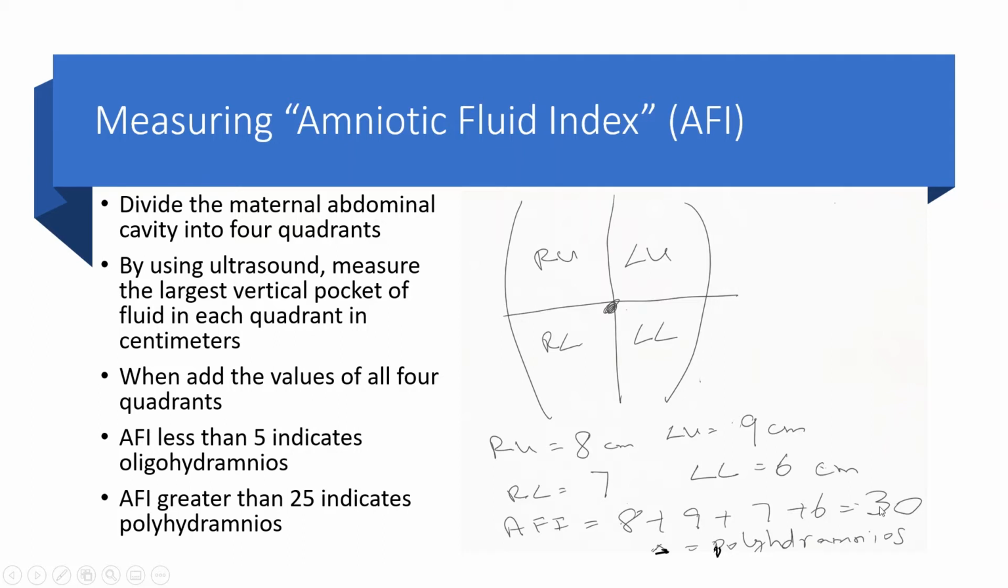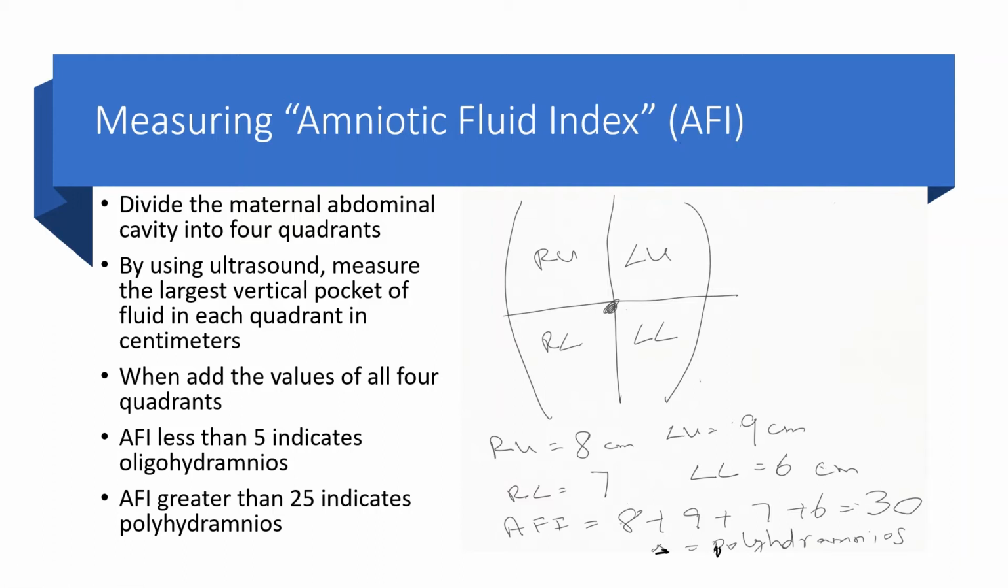So in that case, we have to see what is normal, and if it is more than normal, we call it polyhydramnios. If it is less than normal, we call it oligohydramnios. So the normal amniotic fluid index is between 5 and 25. Anything below that, that means below 5, is oligohydramnios. Anything above that, that is above 25, indicates polyhydramnios. So that is the most important indication of the amount of amniotic fluid.